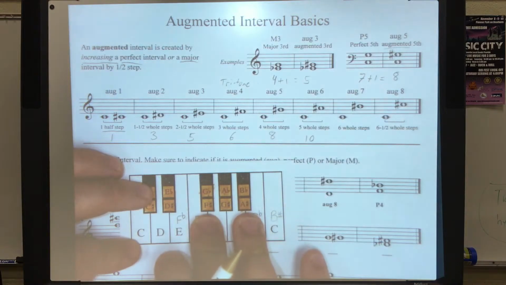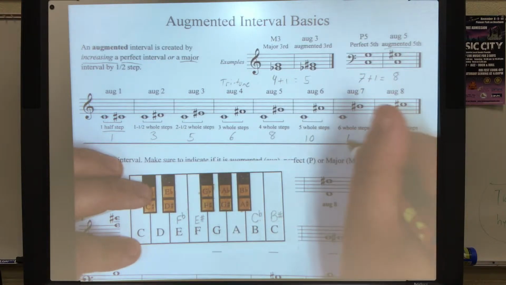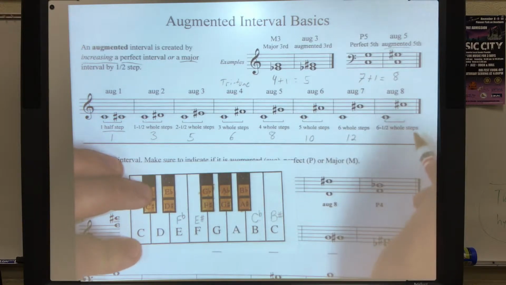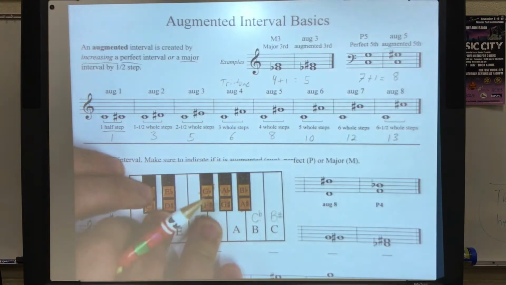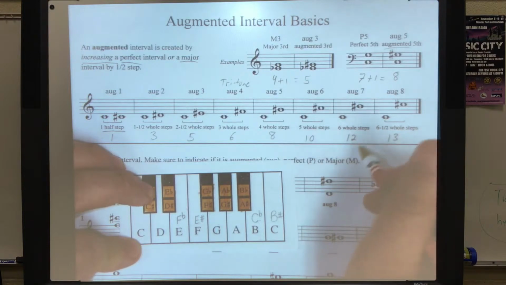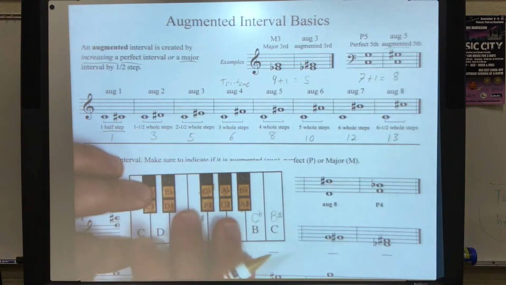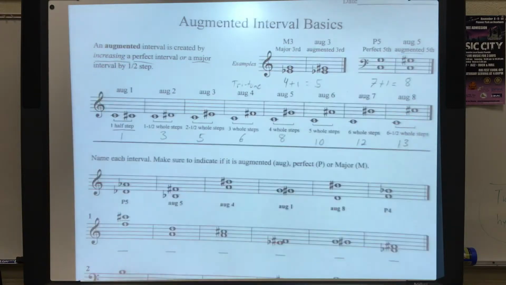And then finally we have an augmented 7. Well, not finally, we've got 2 more. We've got an augmented 7, which is 6 whole steps. So that would be 12 half steps. And then an augmented 8, which is 6.5 whole steps or 13 half steps. And the interesting part about an augmented 8 is that it actually exceeds the interval of an octave, because an octave is 12 half steps. But with an augmented 8, we have an interval that is 13 half steps above the bottom note. So that's something interesting to consider.